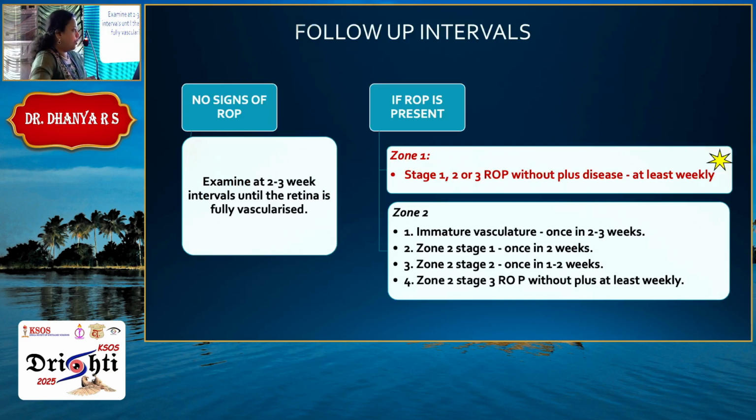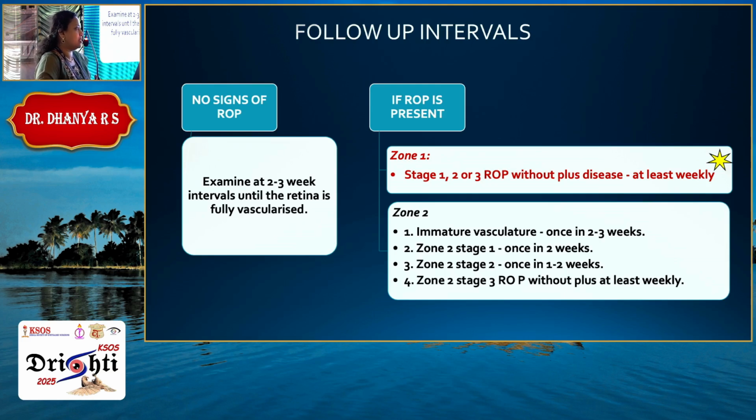How frequently can you follow up these babies? Now, if there are no signs of any ROP, it is safe to see these babies every 2 to 3 weeks until the retina is fully vascularized. And if any ROP is present, the important thing is, if it is a zone 1 ROP in stage 1, 2 or 3, without plus disease. If there is plus disease, immediately you are going to treat the baby.